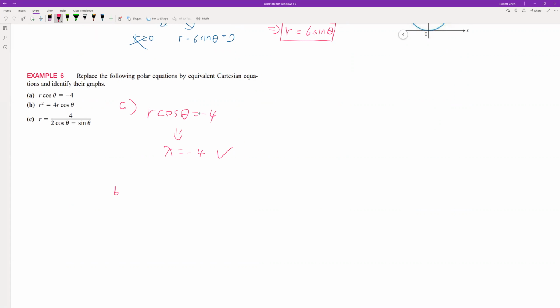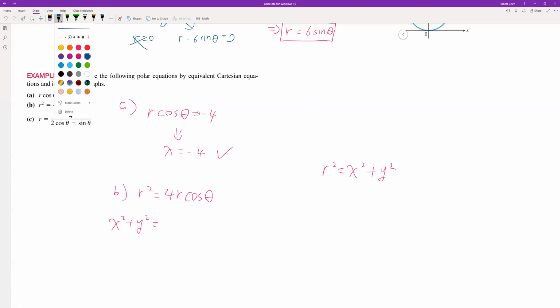All right, let's look at the second one. We have r squared is equal to 4r cosine theta. Okay. All right, so let's take a look. R squared, from the Pythagorean part, we know that it's equal to x squared plus y squared. And that's what we're going to replace r squared with. So x squared plus y squared on the left-hand side. And on the right-hand side, we have 4r cosine theta, and we know that r cosine theta is just x, right? So that's just 4x.